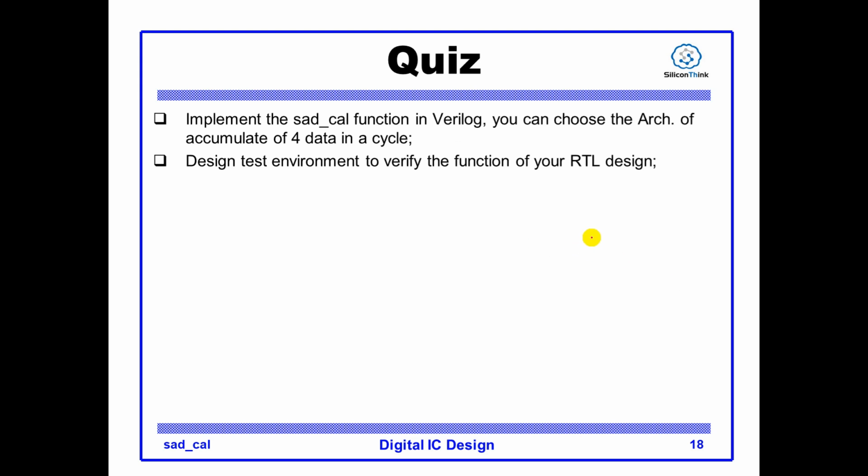Okay, that's all for this section. There is a homework for you. Please implement the SAT calculation function in Verilog using the accumulation of 4 data architecture, and please design the test environment to verify your function. Please don't just watch the video and do lessons. Practice coding, simulation, and debug. This will help you to grow very quickly. More practice, more progress. Thanks.